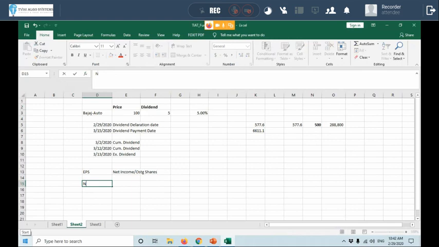Suppose earlier my net income is 100 rupees. My outstanding shares were 100. So my EPS was 100 divided by 100. My EPS is 1. Now, since my outstanding shares have increased, my outstanding shares will become 500. So look at my EPS now. It is 0.2.